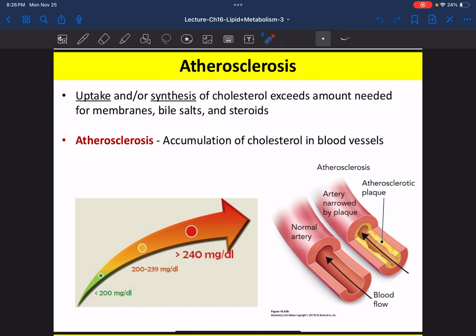So atherosclerosis is the accumulation of cholesterol in blood vessels, and it occurs when the uptake and/or synthesis of cholesterol exceeds the amount needed for membranes, bile salts, and steroids. And as you can see here in the image is a normal artery and an artery narrowed by plaque.